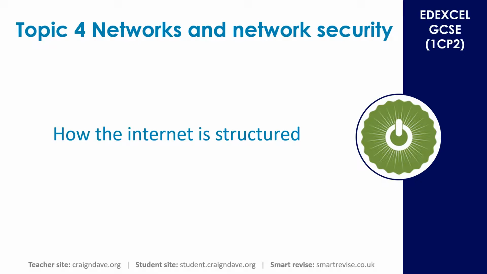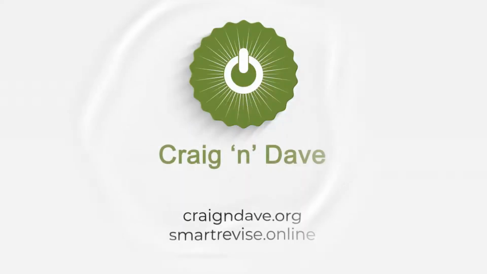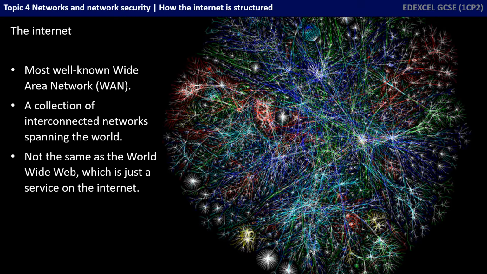In this video, we introduce some of the basic concepts behind the internet and how it works. The internet is the most widely known wide area network. It is simply a collection of interconnected networks that span the world.